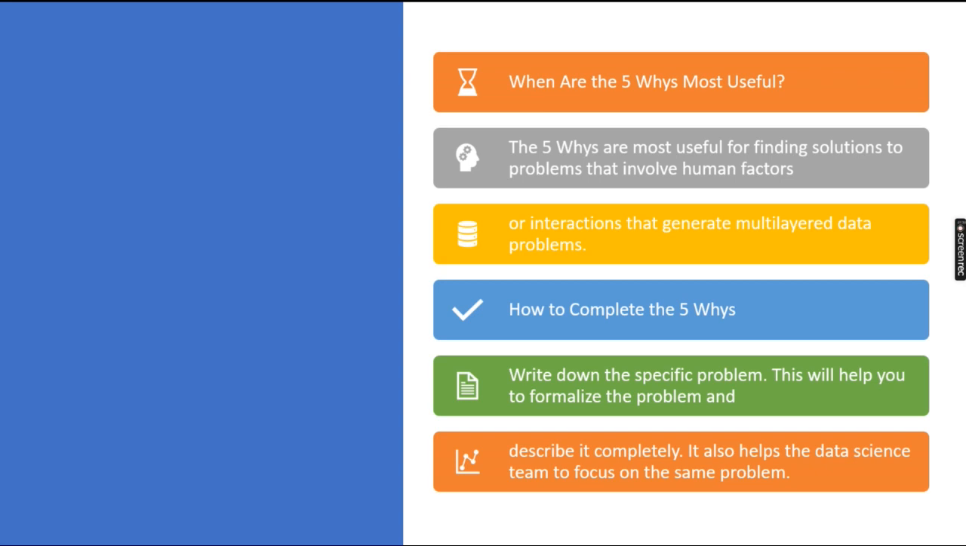Now, how to complete the 5 whys? Write down the specific problem. This will help us to formulate the problem and describe it completely. So it will help the data scientist to focus on the same problem.